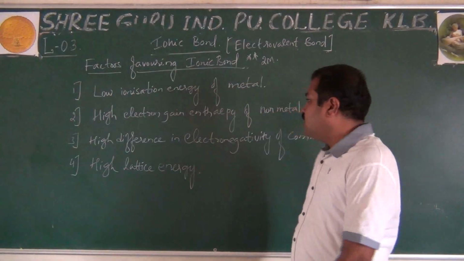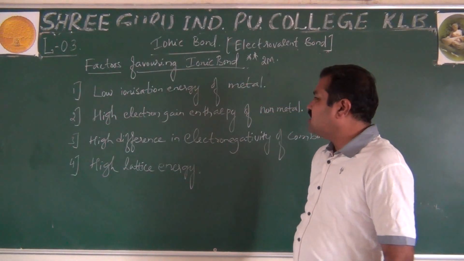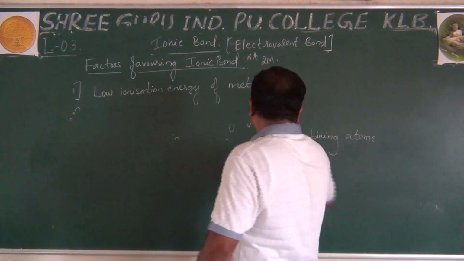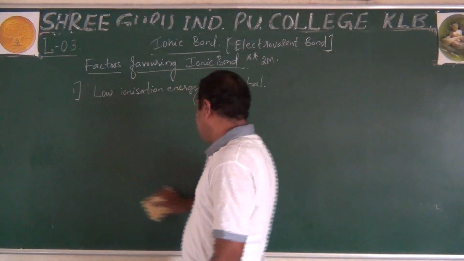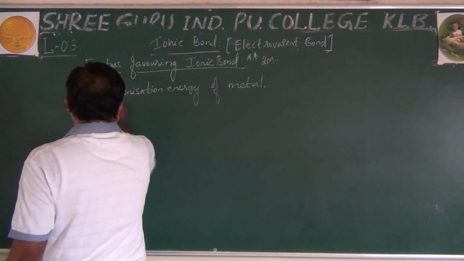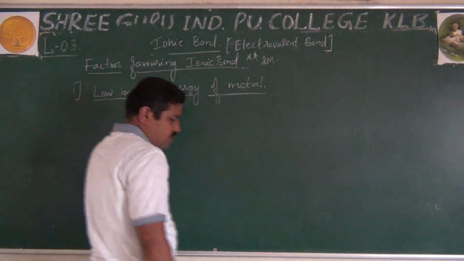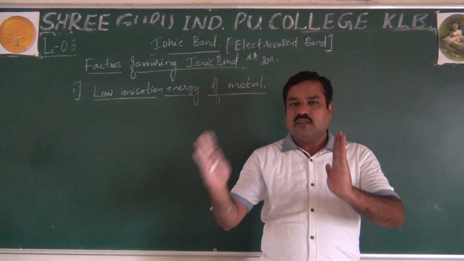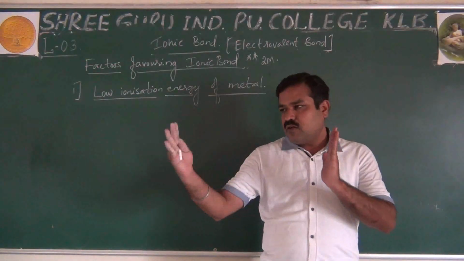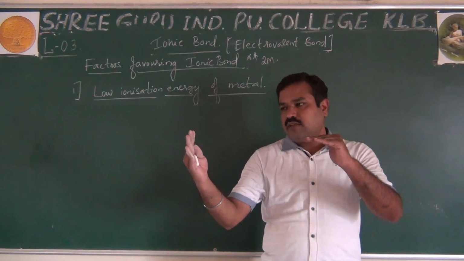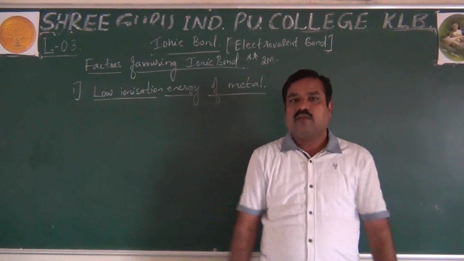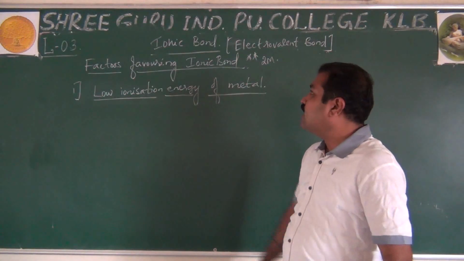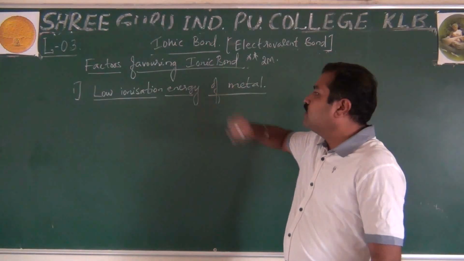First point I want to clear: low ionization energy of metal. How does it favor formation of ionic bond? Very simple. See here, students. I told you already, this ionic bond is formed between a metal and non-metal, compulsory. Metal is electropositive, non-metal is electronegative. Metal gives, non-metal takes. So this exchanging will take place here. That will transfer. That bond is ionic bond.